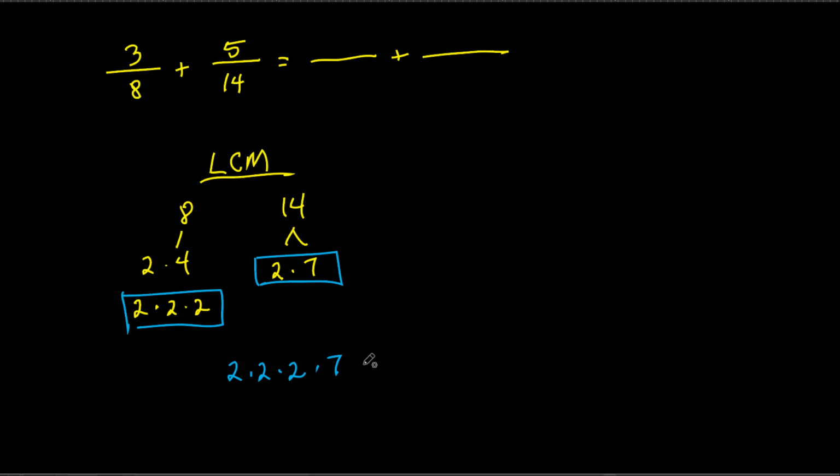Now, what do I do with all those numbers? Multiply them together. 2 times 2 times 2 is 8, times 7 is 56. That is my least common multiple. And what does that mean? That means that's my common denominator. You see that? So that's how you can find a common denominator if you can't just look at them and tell what it's supposed to be.